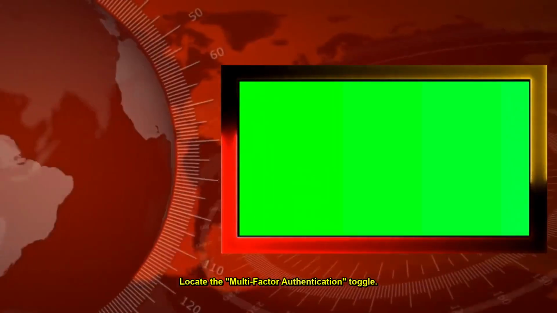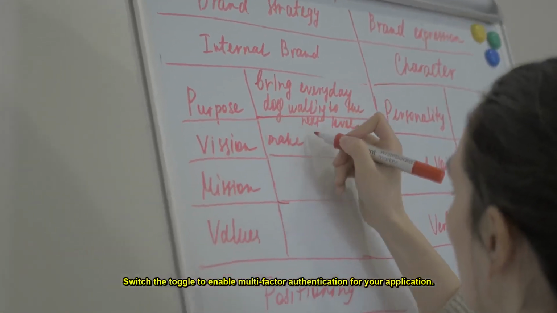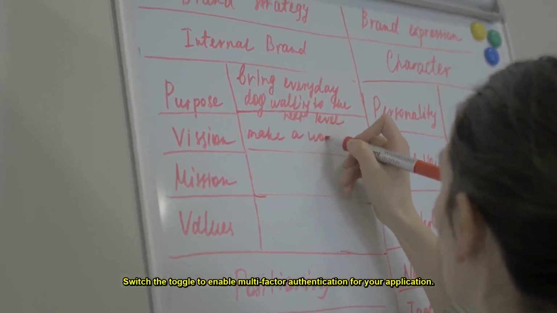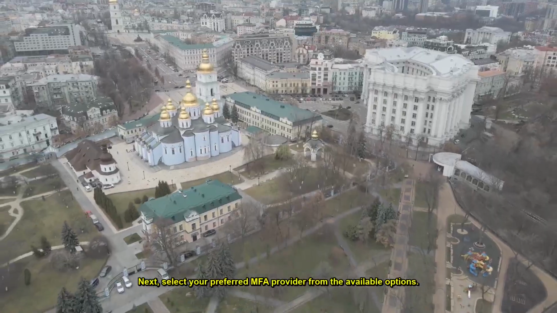Locate the Multi-Factor Authentication toggle. Switch the toggle to enable multi-factor authentication for your application. Next, select your preferred MFA provider from the available options.